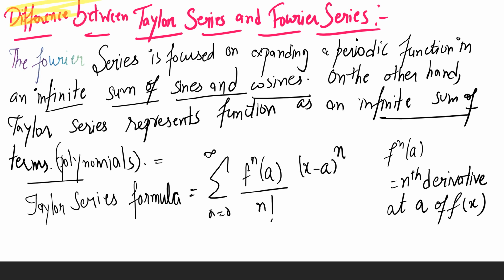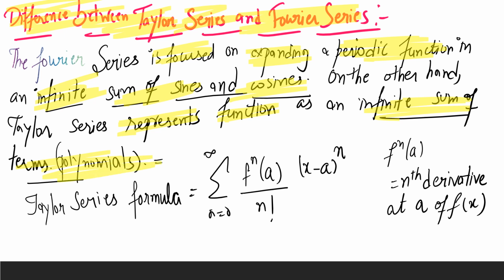Now, what is the difference between Taylor series and Fourier series? Fourier series is focused on expanding a periodic function in an infinite sum of sines and cosines. On the other hand, Taylor series represents a function as an infinite sum of terms of polynomials. So what is the logic of Fourier series? It will expand a periodic function into an infinite sum of sines and cosines, and the Taylor series will represent a function as an infinite sum of polynomial terms.